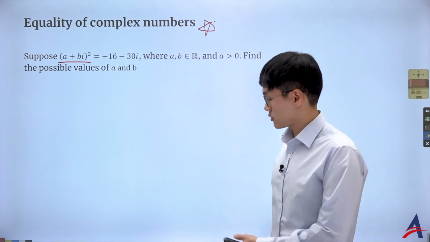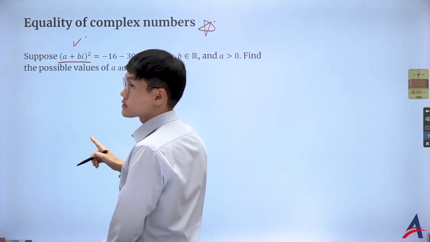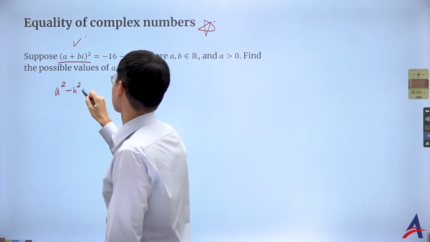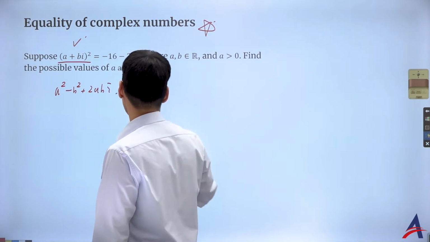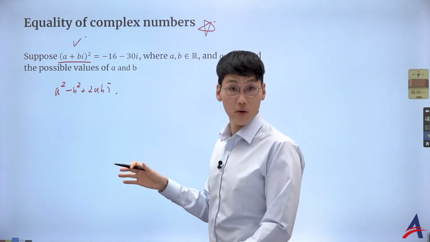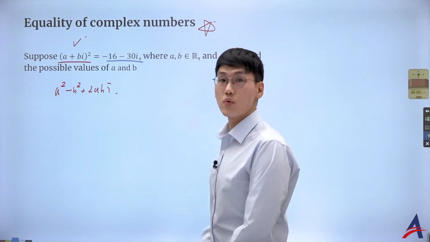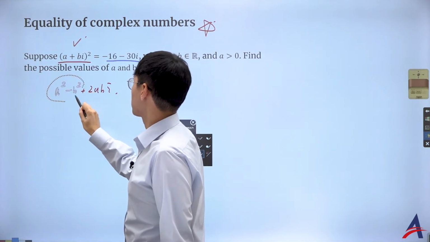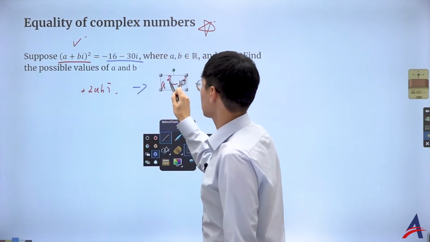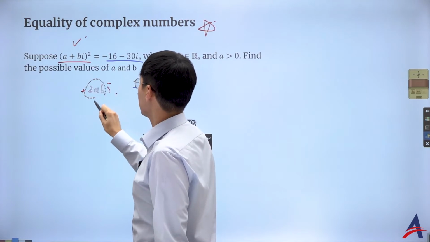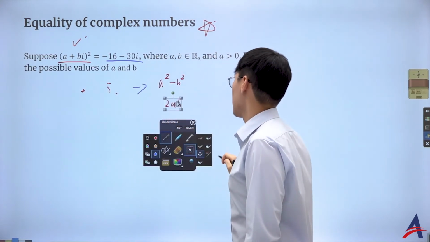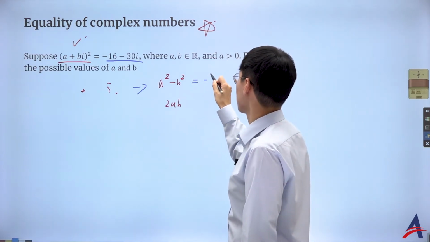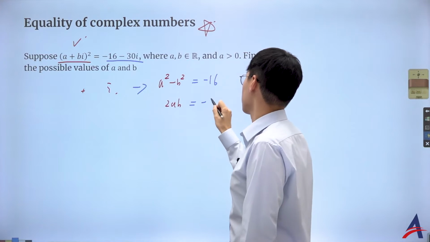Okay, so let's have a look. For this one, I'm going to expand on the left-hand side, right? So it's going to be a squared minus b squared plus 2abi. I want you to notice that I just group by the real and imaginary parts right away. And I'm going to compare with the right-hand side. That suggests that my real part, a squared minus b squared, is equivalent to negative 16, whereas 2ab, the imaginary part, is equivalent to negative 30. So my real part here is negative 16, and my imaginary part here is negative 30.